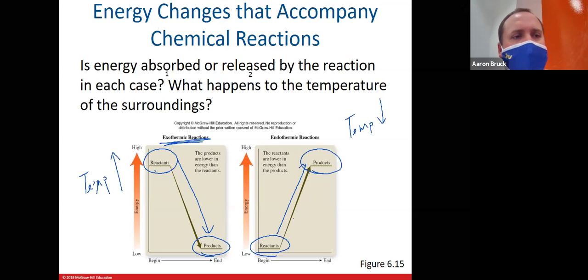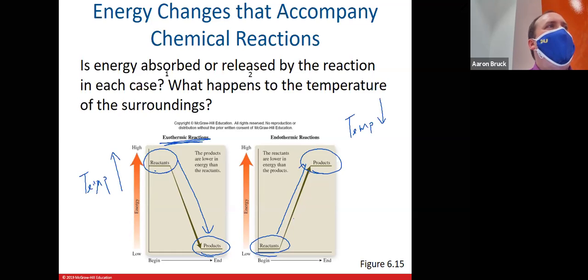So what we're looking for in these cases is something called a thermal equilibrium. So after the reaction takes place, we're going to see kind of a regression to the middle where everything tries to get back to the same uniform temperature again.